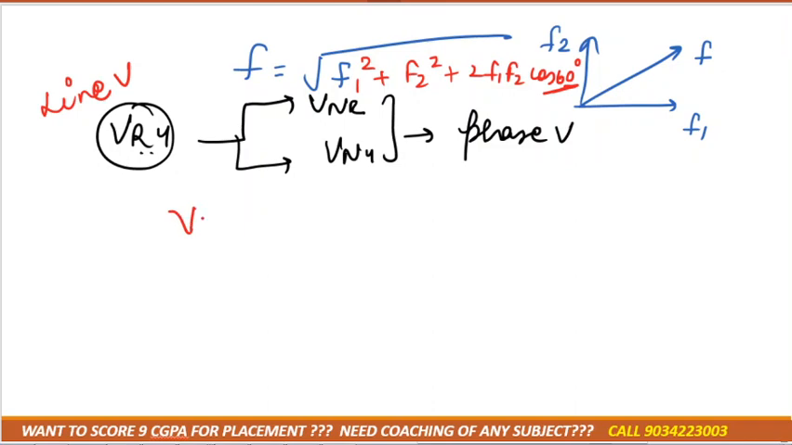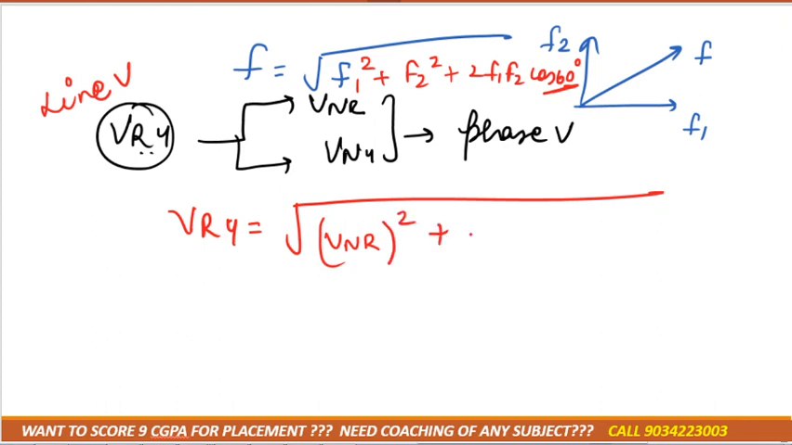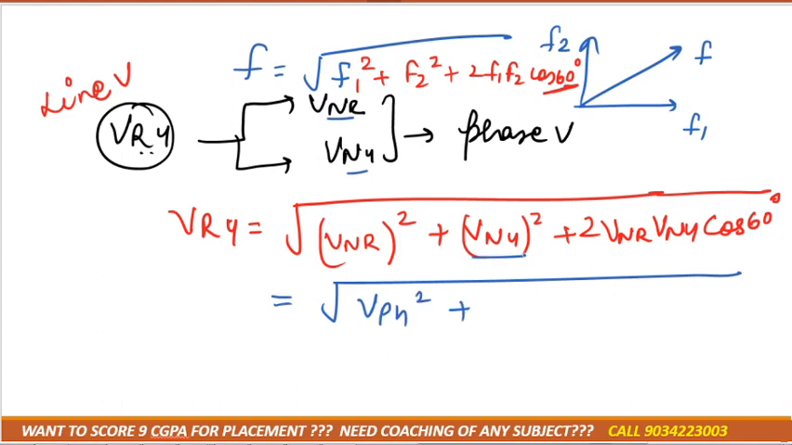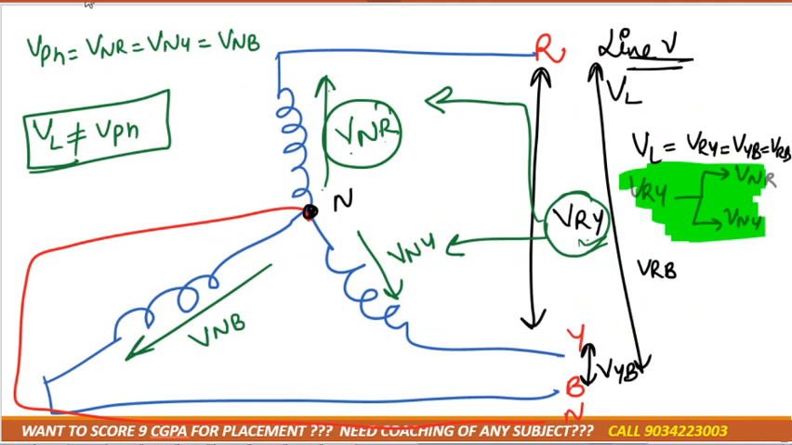So according to this, the VRY formula would be root of VNR square plus VNY square plus 2 VNR VNY cos of 60 degree. The 60 degree will come through the phasor diagram that I'll tell you later on. So is VNR the line voltage or the phase voltage? As I told you, whenever N comes, it is a phase voltage. VNY is also the phase voltage, so VPH square plus VPH square plus 2 VPH square cos 60, which is 1 by 2. All I am talking about is the balanced load.